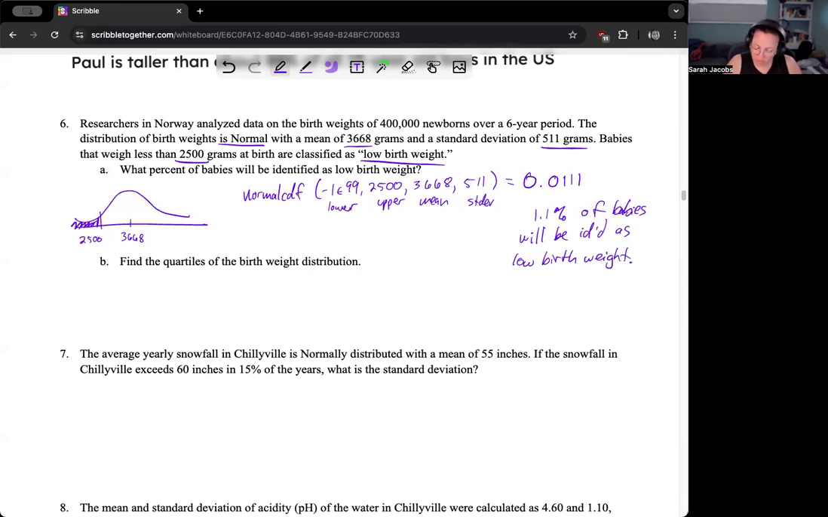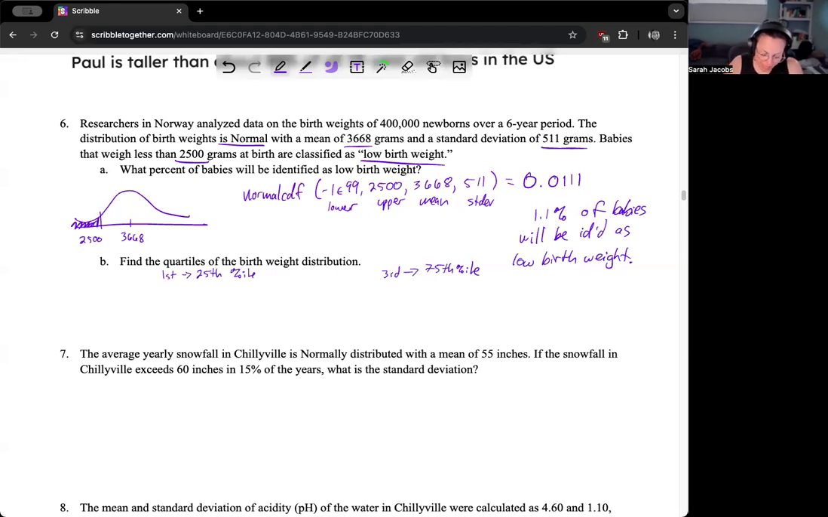Okay. Find the quartiles of the birth weight distribution. This throws people off, so we want to be careful. Quartiles: the first quartile is the same as the 25th percentile. And the third quartile, I'm going to put that over here. The third quartile is going to be the 75th percentile. This is something that you do want to know. The first quartile is the 25th percentile. The third quartile is the 75th percentile.